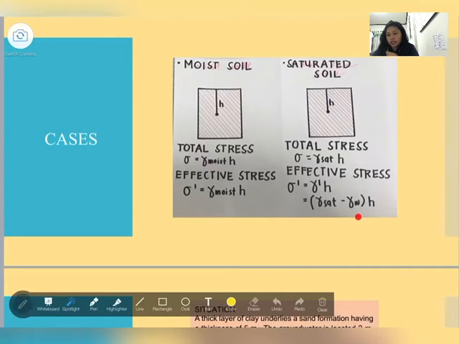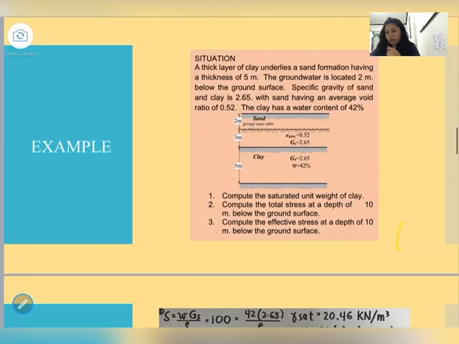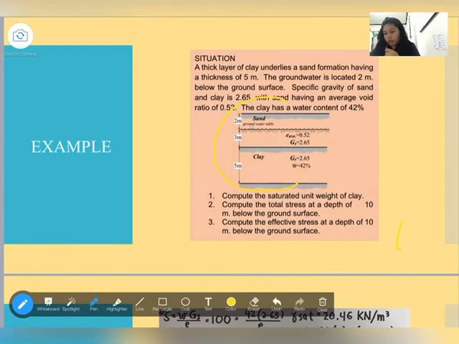An example of this: a thick layer of clay underlies a sand formation having a thickness of 5 meters. The groundwater is located 2 meters below the ground surface. The specific gravity of sand and clay is 2.65, with sand having an average void ratio of 0.52. The clay has a water content of 42%. Here is the soil. The problem is, first, compute the saturated unit weight of clay.